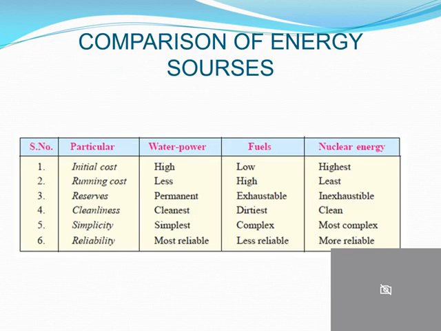And this is the last slide of our lesson, and we're going to have three more lessons on module 1 to complete the generation. Really what this slide is doing is comparing your generation between your water power, your fuel powered, and your nuclear powered stations, and it compares them against your initial costs, your running costs, the reserves that you need, how clean that generation is, the simplicity or complexity of it, and how reliable they actually are.